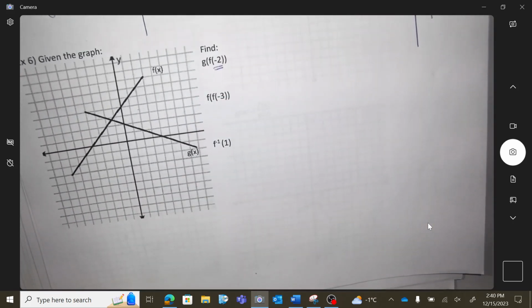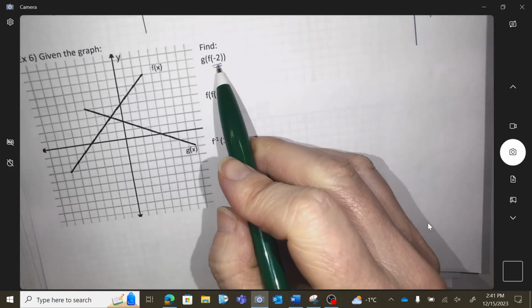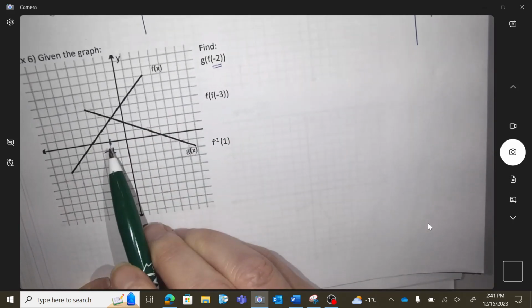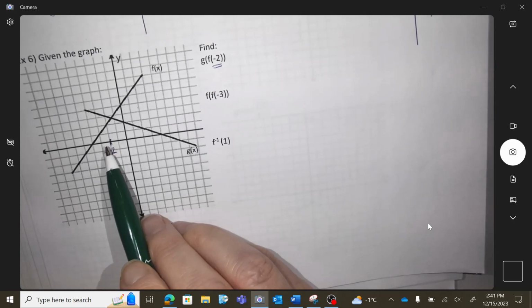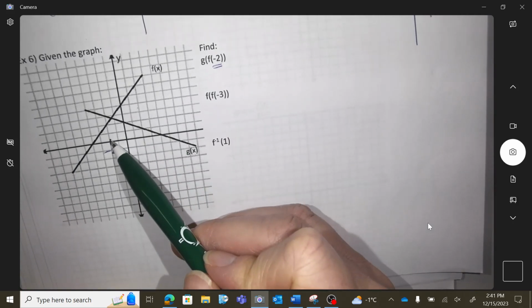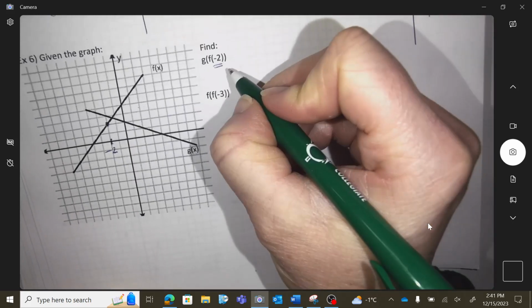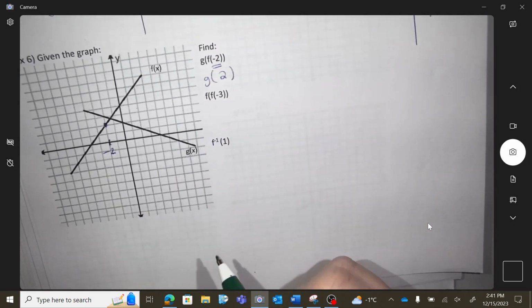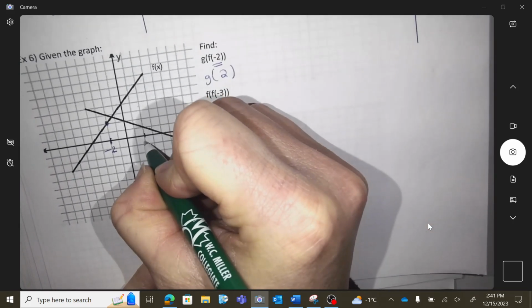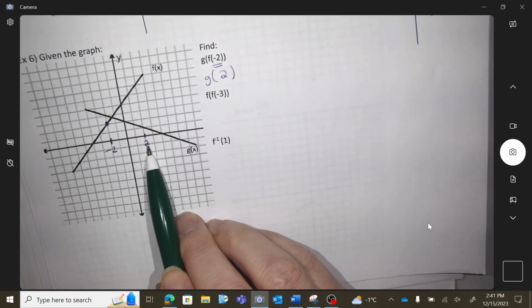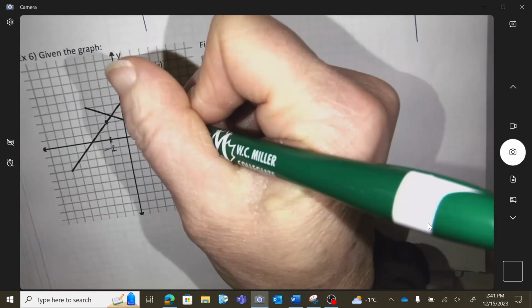Okay, last question. Okay, so this one, what is the f of negative 2? So you're going to go to the x value of negative 2, right here. And what is the height of the f function? The height of the f is 2. Now the new question will be, what is the g of 2? So go to an x value of 2. What is the height of the g line? 1.